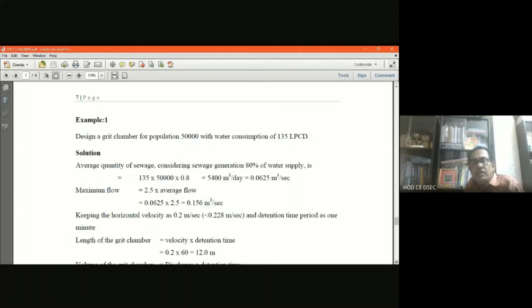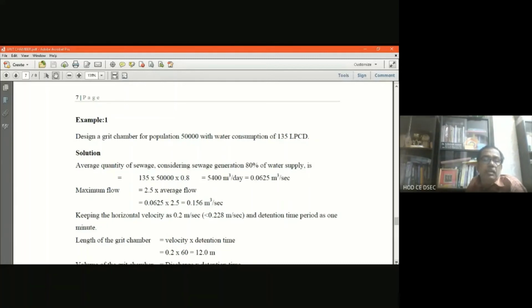Now what is the maximum flow? Because for the design discharge, the peak factor you have to consider because of the fluctuation in flow. This is the average discharge you have found out. Now for design, the maximum flow you have to take. For wastewater discharge, a peak factor of 2 to 2.5 is used. Let us use a peak factor of 2.5. So the maximum flow will be 2.5 into the average flow, that is 0.0625, which is 0.156 meter cube per second. Fine.